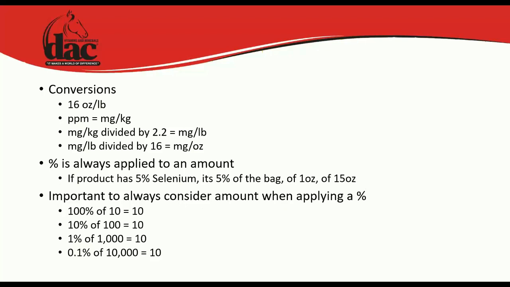So 100% of 10 is 10, right? All of 10 is 10. 10% of 100 is also 10. 1% of 1,000 is also 10. And 0.1% of 10,000 is also 10. So if you needed to feed your horse 10 parts of whatever it is, you can find a product that is 100% that, 10% that, 1% or 0.1% that, and you're going to get 10 units. So make sure when you're looking at percentage, you're applying it to an actual value. Otherwise, percentage means nothing.